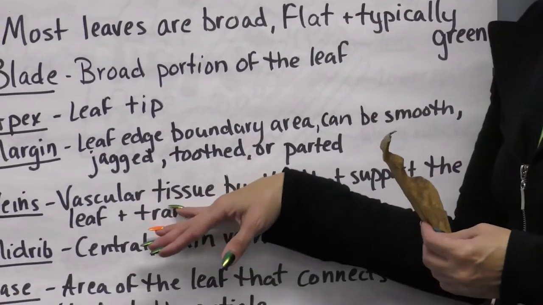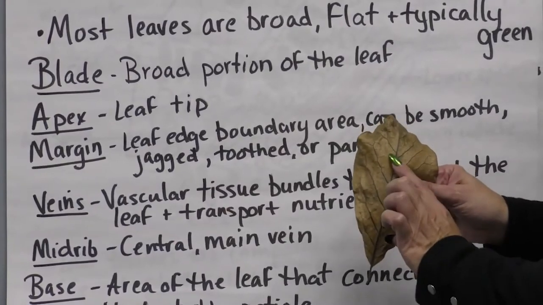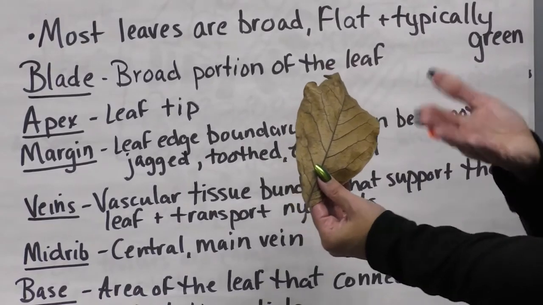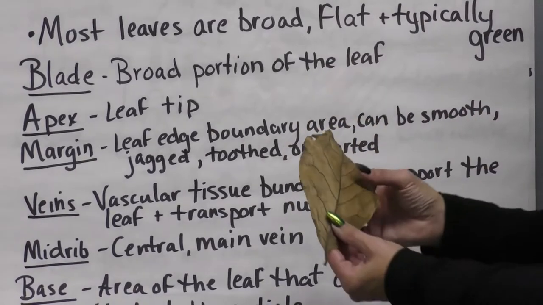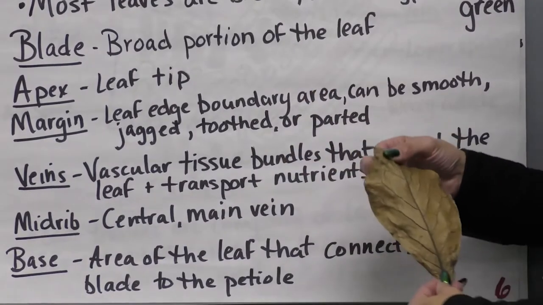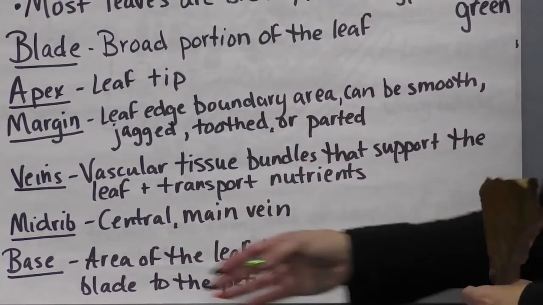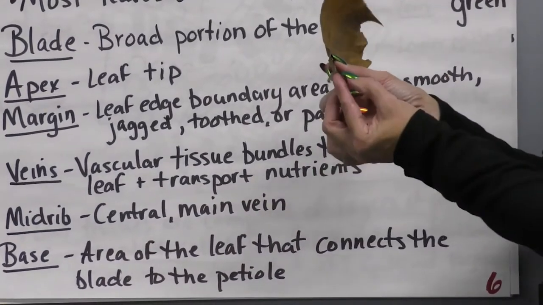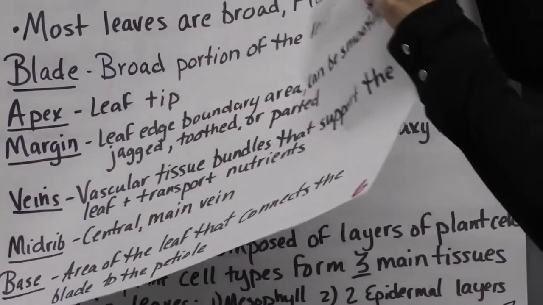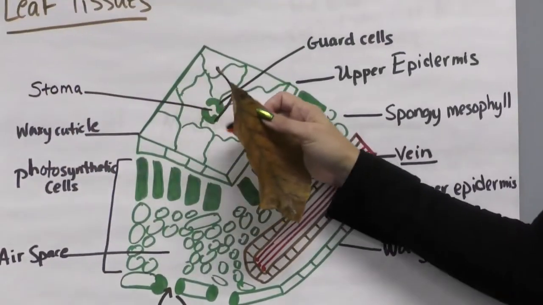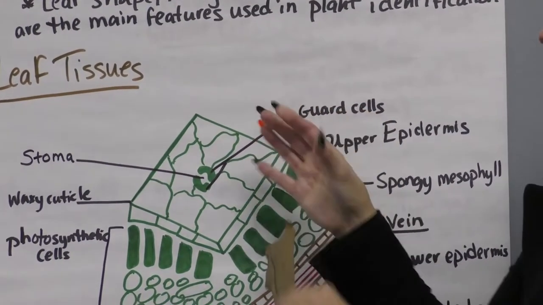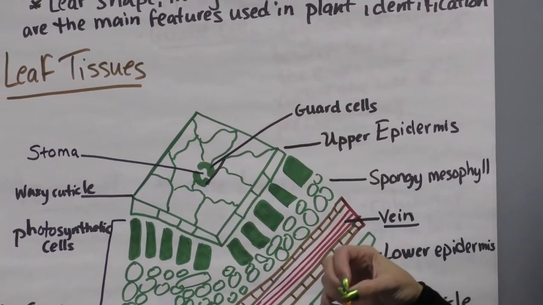Veins are vascular tissue bundles, and they help to support the leaf, and they transport nutrients out to the leaf like your veins do in your body. And then the midrib is just the central vein. Mid means in the middle, so it goes down the middle. And the base is the area of the leaf that connects the blade to the petiole. Right down here would be the base of this leaf. And then we can look here at the petiole, which we've already looked at. That thin stalk that attaches the leaf to the stem, this part, and we don't have any stipules, those little leaf-like structures at the leaf base.